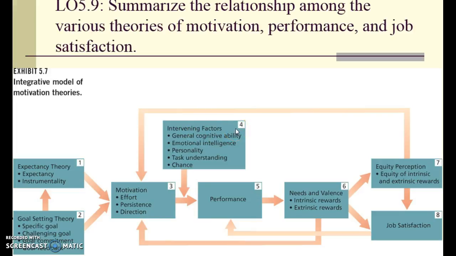Intervening factors are general cognitive ability, emotional intelligence, personality, task understanding, and chance. All these factors lead to performance. To perform well, there are needs and values, intrinsic rewards and extrinsic rewards. Those lead to equity perception, equity of intrinsic and extrinsic rewards, and lastly, job satisfaction.